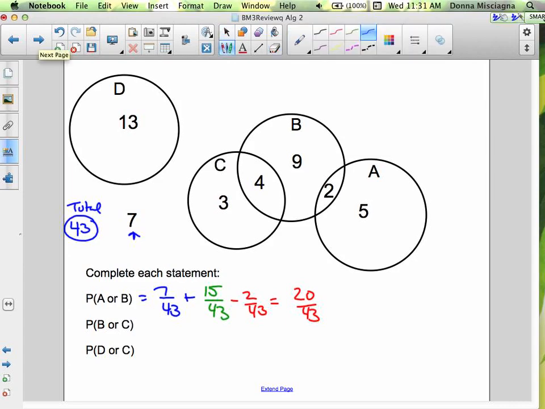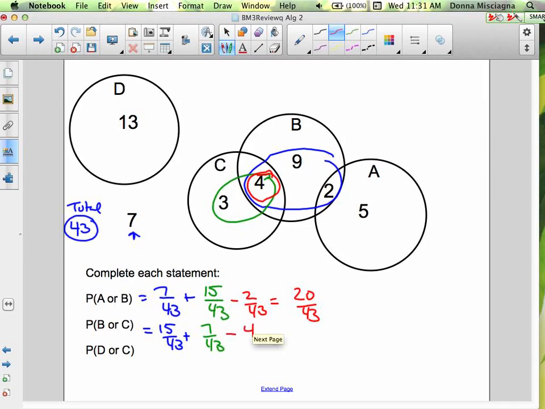All right, so B is all of those that we just did, right? So that was 15 out of 43. And then C includes those 7 out of 43. But wait a minute, we counted these 4 twice. They're in group B and group C, so we have to subtract out 4 out of 43. So that's going to be 22 minus 4, 18 out of 43.